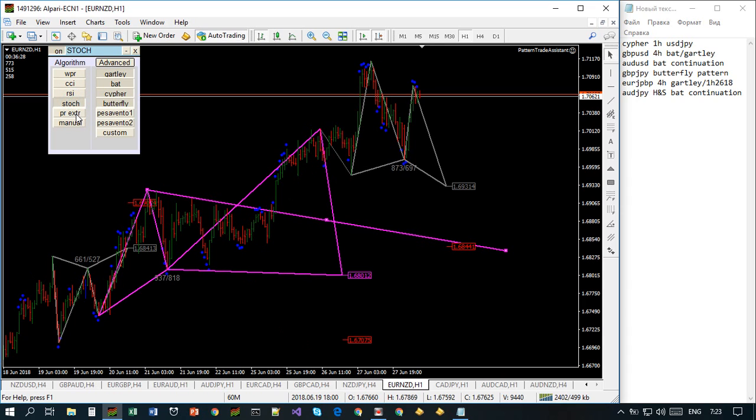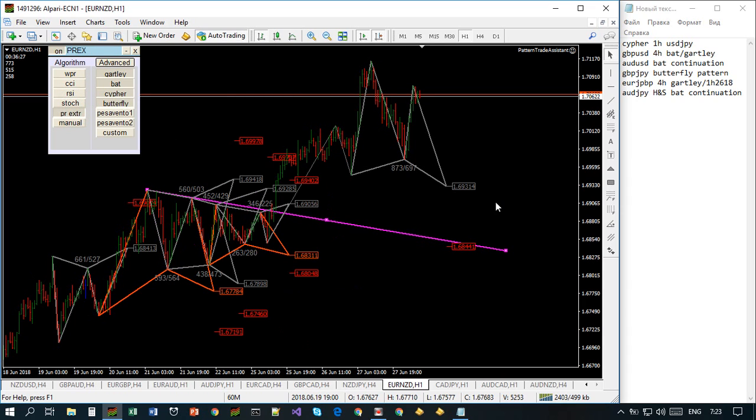3, 4 out of 5 algorithms support that. Butterfly. Well, I think I need to keep that in mind. Euro NZD, 1 hour, butterfly formation.